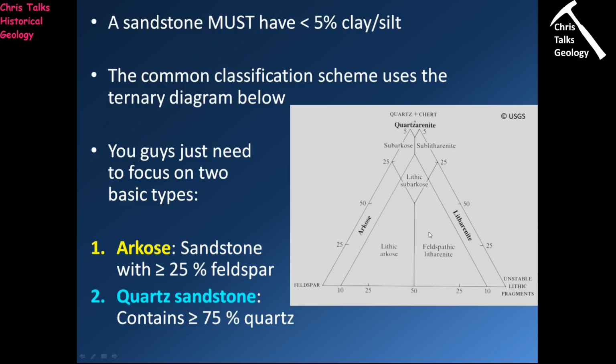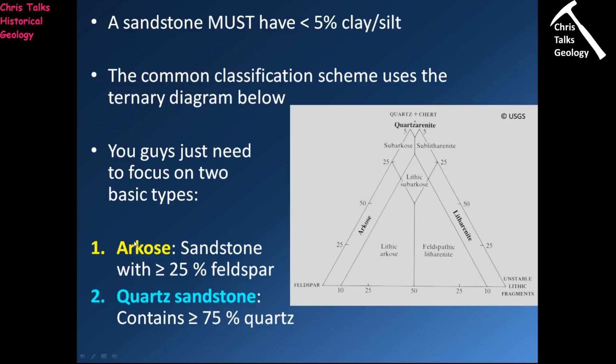Now, typically, at this level, when we are classifying sandstones, we don't tend to drift off into quite this level of detail. We tend to keep it quite straightforward. We simply say, does this rock, which is dominated by sand-sized clasts, have less than 5% clay and silt? If it does, brilliant, you're going to classify it as a sandstone. If it has more than 5% clay and silt, you're going to classify it as a greywacke.